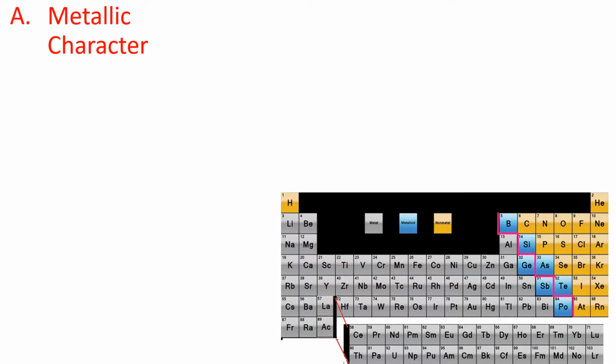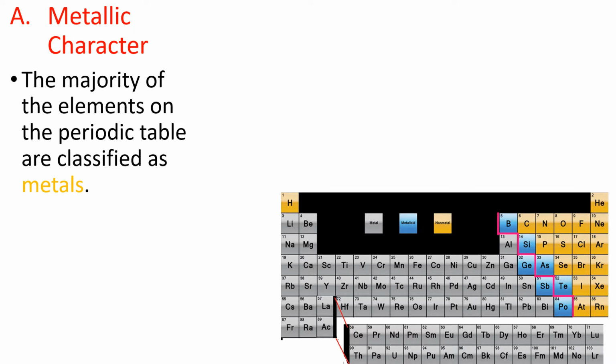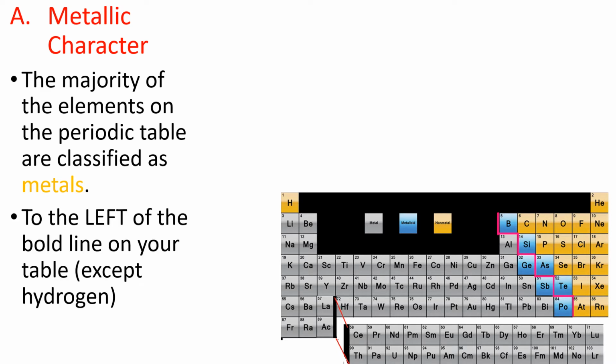So, starting with a little bit about the metallic character for each of our elements. We're going to start with our metals, since they tend to make up most of the elements on the periodic table. You can see at the image at the bottom that all of the metals are in that purplish gray color on the table, and we know that they are all to the left of that bold line.